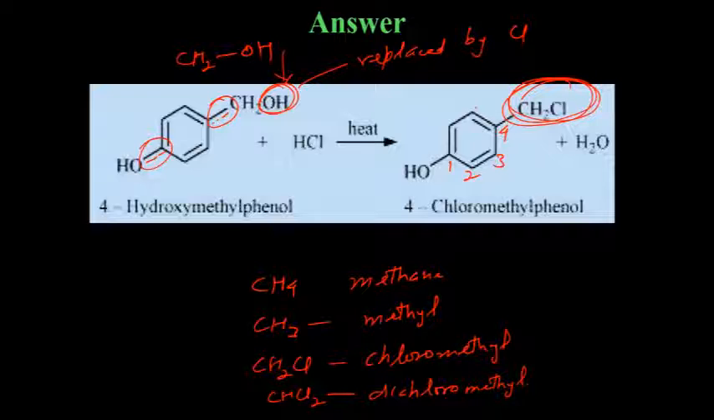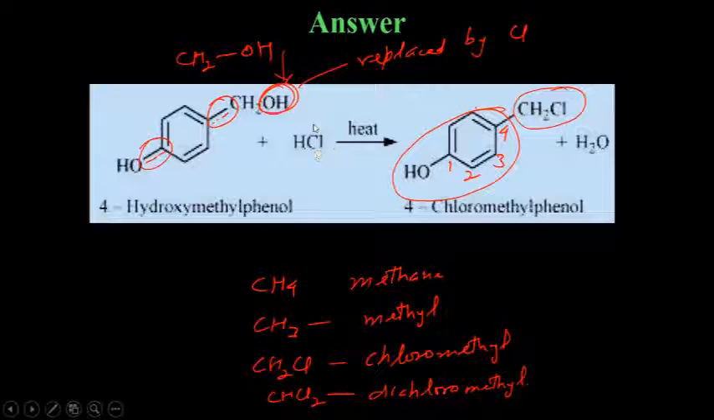Okay, and then this is known as chloromethyl, at the fourth position, so 4-chloromethyl phenol. Is that clear now? Or if any specific part is not clear, then let me know.